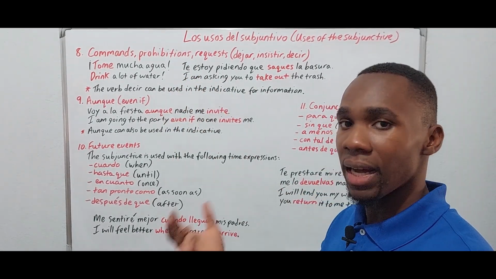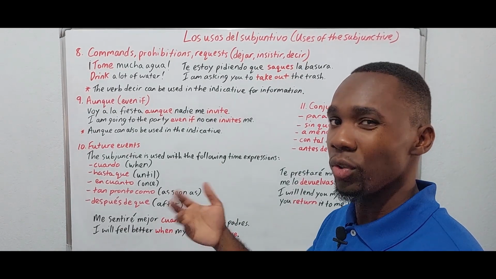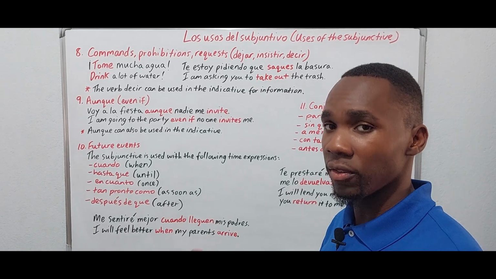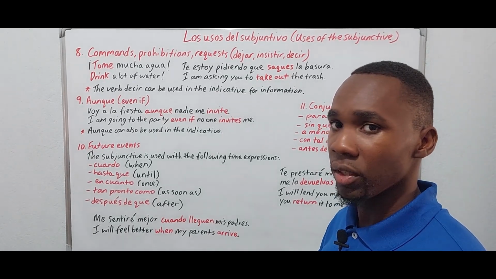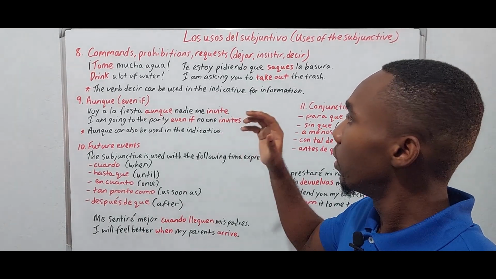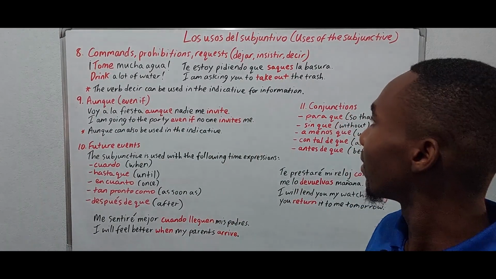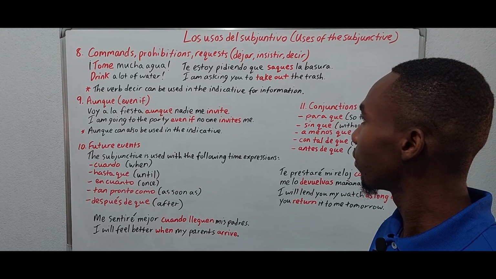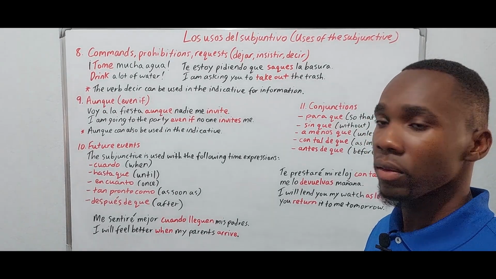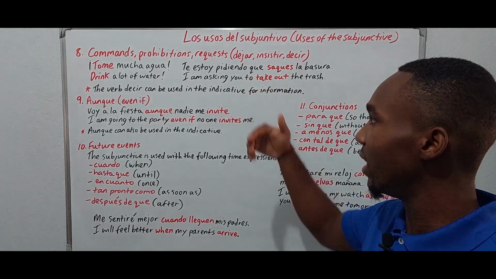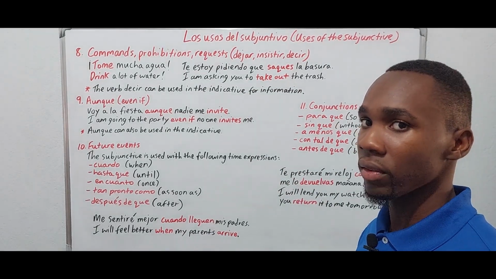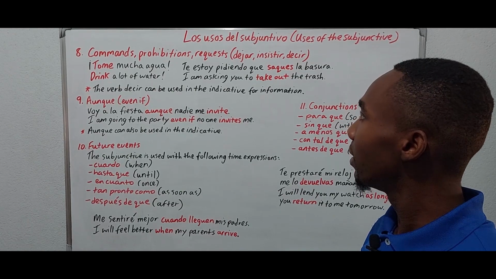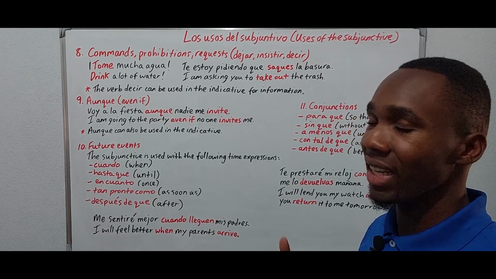If you're giving a command to someone that you do not know, you would use the subjunctive form, because the subjunctive and the imperative have similar forms, okay? Te estoy pidiendo que saques la basura. I am asking you to take out the trash. That's a request. And we would use the verb pedir, which is to ask or to request. Examples of verbs would be dejar, insistir, or decir.